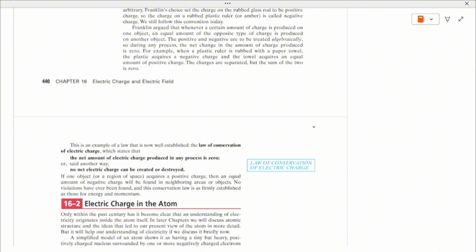So no electric charge can be created or destroyed. It can only be transferred from one object to another. And most of the time, the transfer is through electrons, which we'll see in the next section.